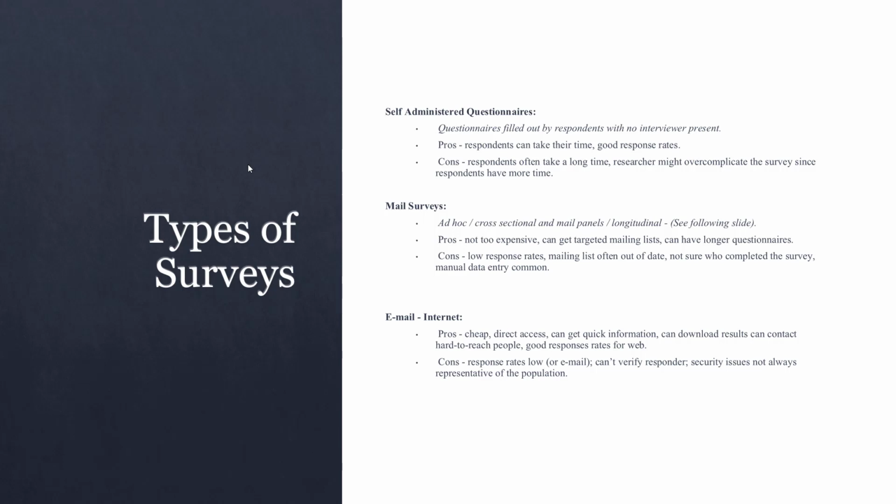The second type of survey is called a mail survey, which is pretty straightforward. We get the surveys in the mail. So in the mail we have different kinds of systems going on, especially the mail panels. And nowadays, big research firms all have so-called panel members.